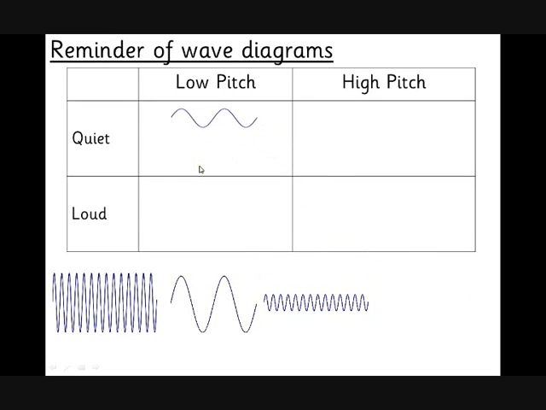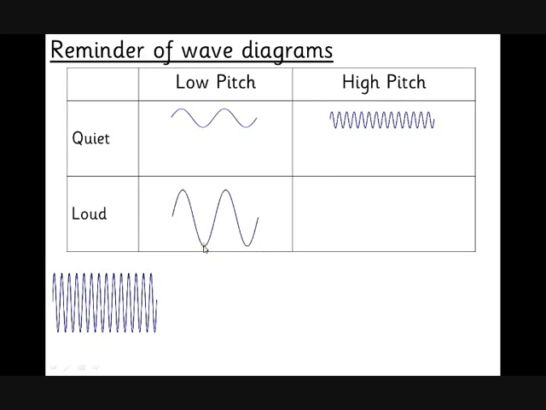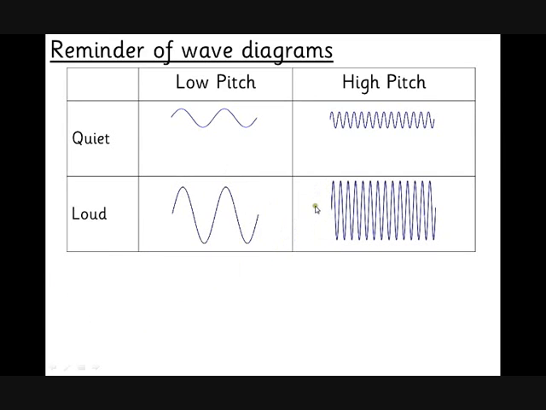So here's a low pitch and a quiet noise, and here's a high pitch and quiet. You'll notice the height of the wave isn't very high, that's telling you it's quiet. This one there's not very many waves, this one there's lots of waves, that makes it high pitch. So this one is loud because it's got a big height, a big amplitude, and this one is also loud but it's high pitch because there's lots of waves.